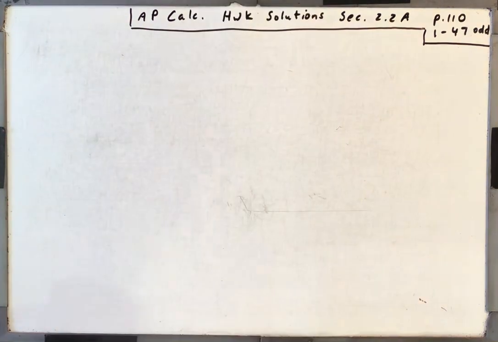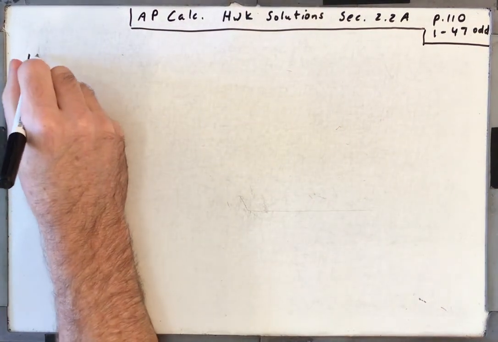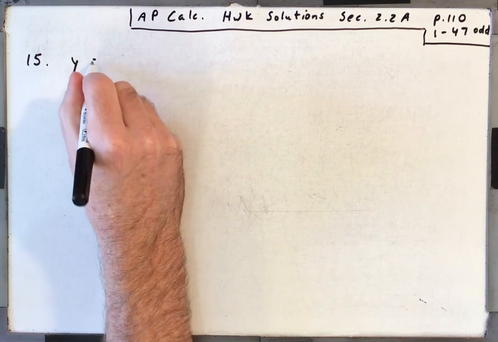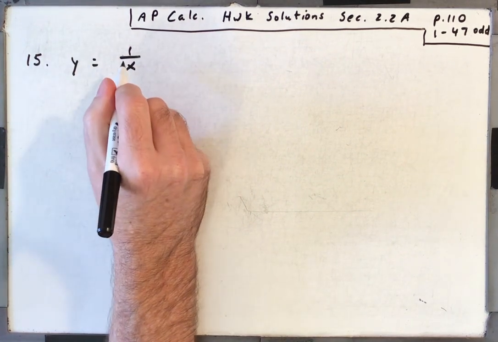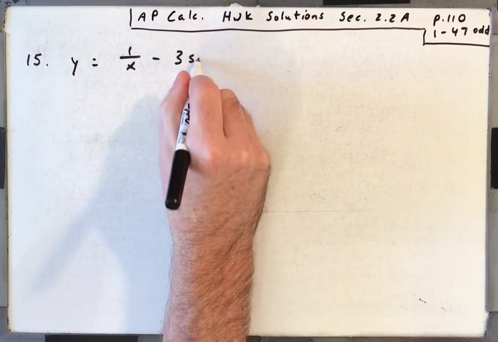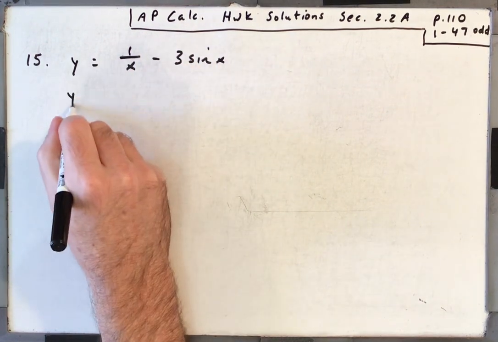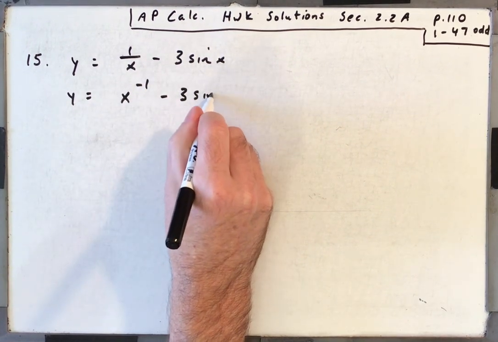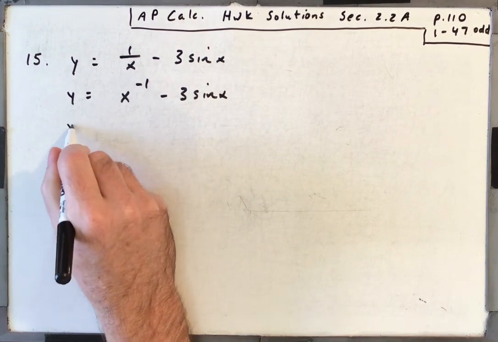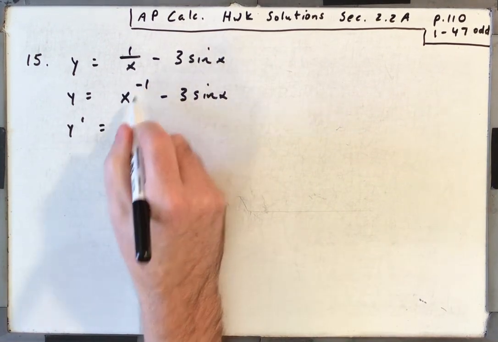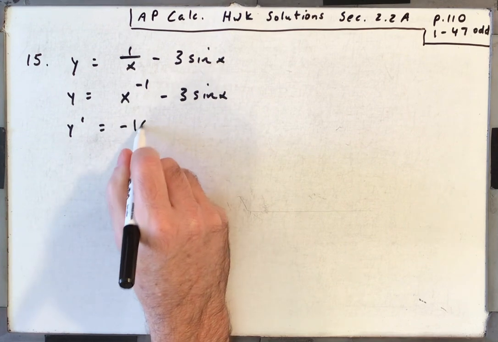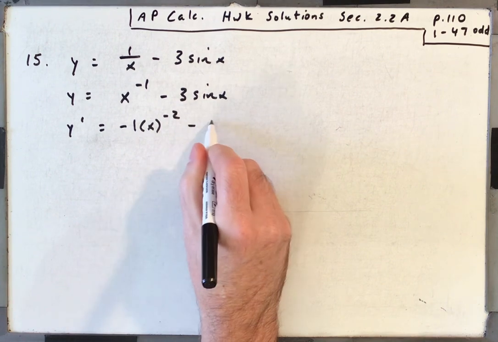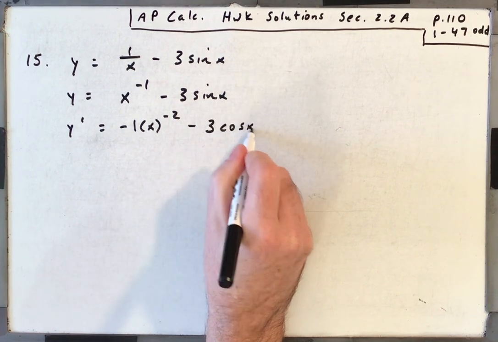And we'll hit number 15. Right, 15, we have y is equal to 1 over x minus 3 sine x. Well, you want to rewrite 1 over x as x to the minus 1. So y prime then is going to be negative 1 times x to the minus 2, and then derivative of sine is cosine, so minus 3 cosine x.